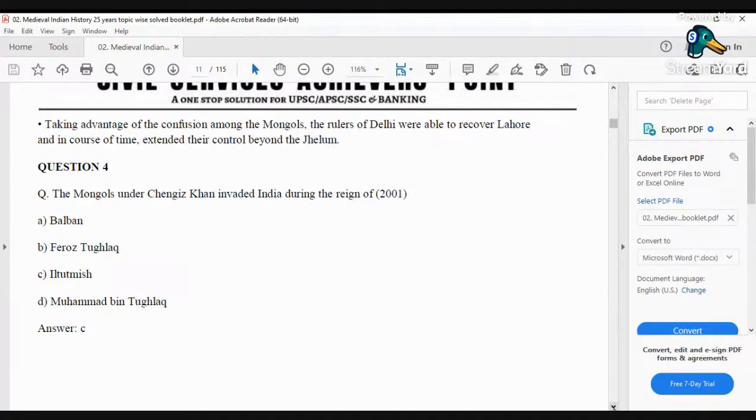The Mongols under Genghis Khan invaded India during the reign of Balban, Firoz Shah Tughlaq, Iltutmish, Muhammad bin Tughlaq. See, Balban is not the answer. Okay, Balban is not the answer. Firoz Shah Tughlaq cannot be the answer.